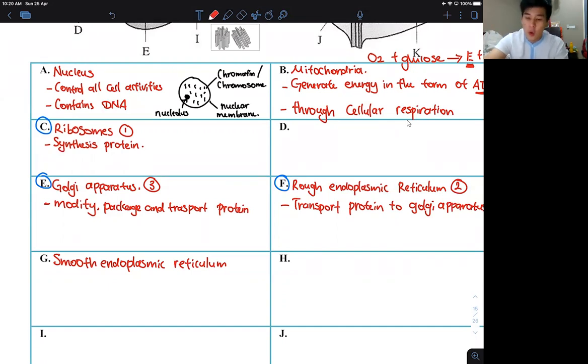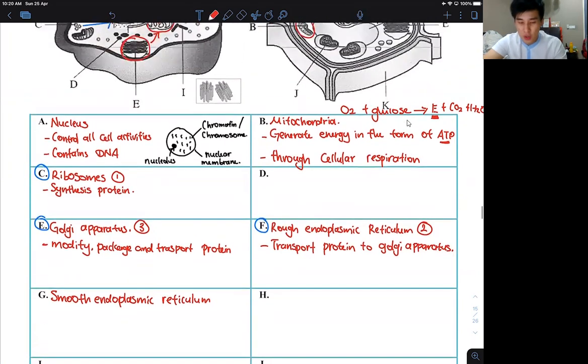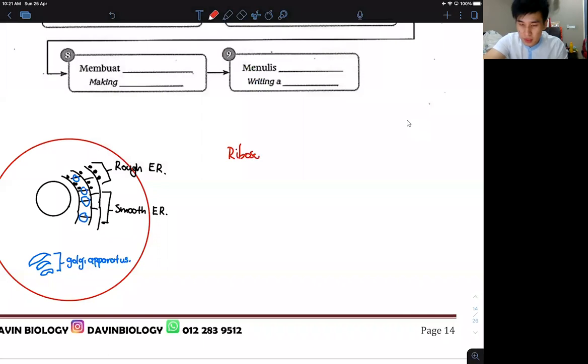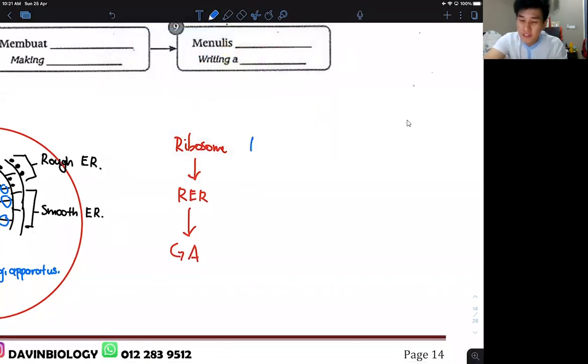Now, what are these three things? How do these three relate? What do these three functions actually mean? So now we come over here. Let me just give you an example. Just remember your ribosome, your rough ER, I just write RER, and your Golgi apparatus. So the sequence is like this. Those who were my students last time, I told you like this: ribosome is like a factory where I produce the raw material. This is like your lorry because I transport it, and Golgi apparatus can be your bakery. So you can remember like this.